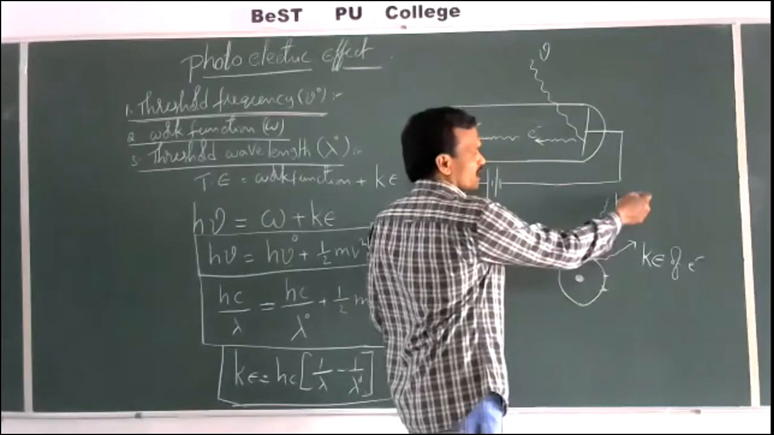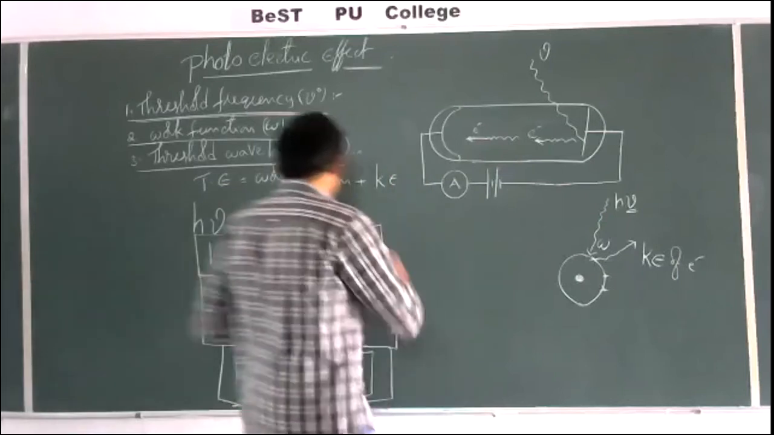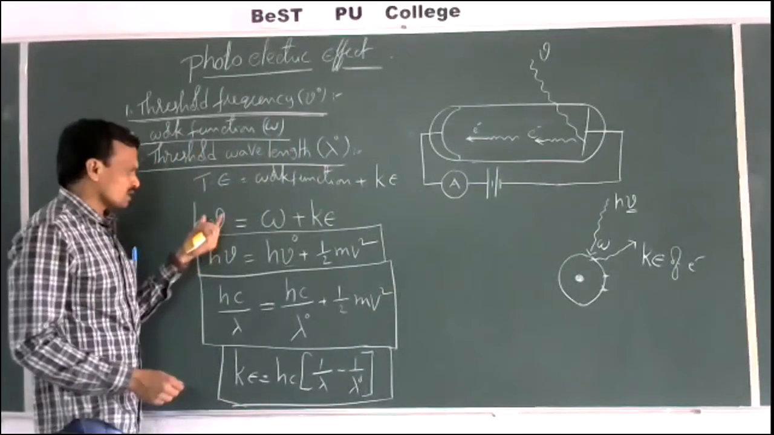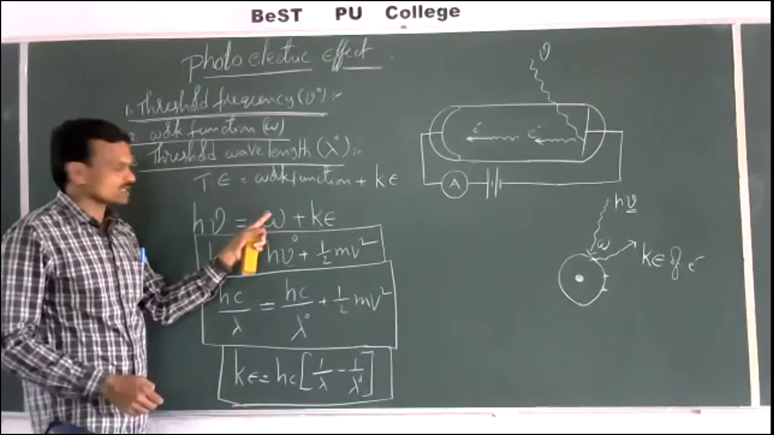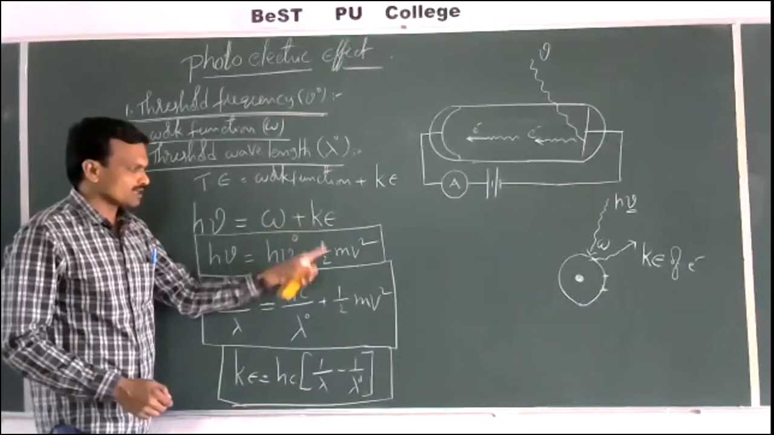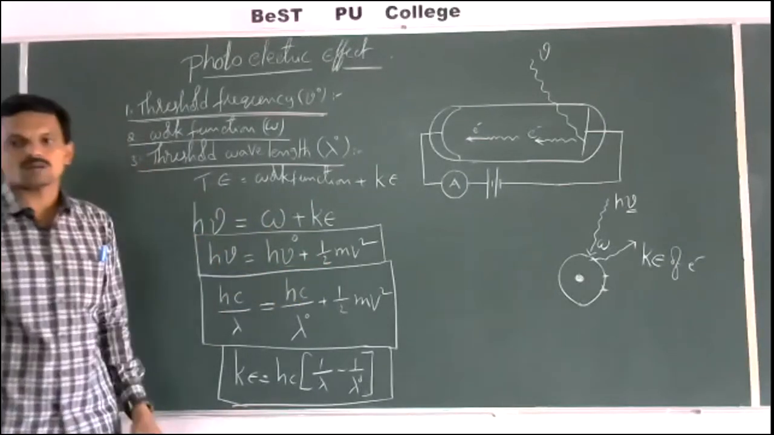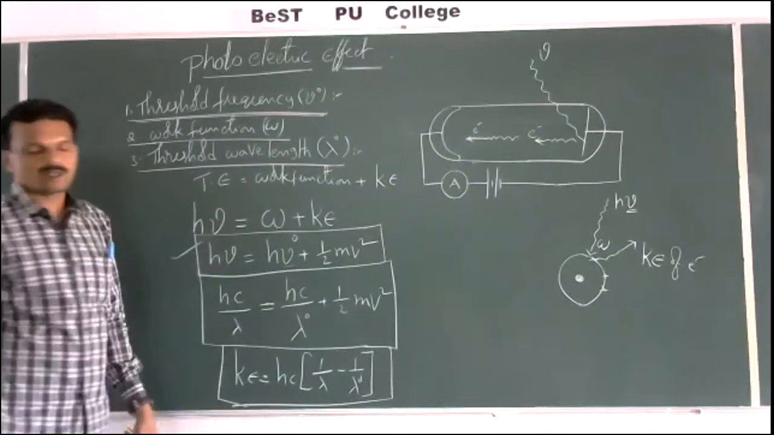Then total energy h nu is equal to work function W plus kinetic energy. That is what you have taken here. Total energy is h nu, if the frequency of incident light is nu. W is work function, which is equal to h nu naught, and kinetic energy is half mv square. So h nu is equal to h nu naught plus half mv square. This is the mathematical expression for photoelectric effect.